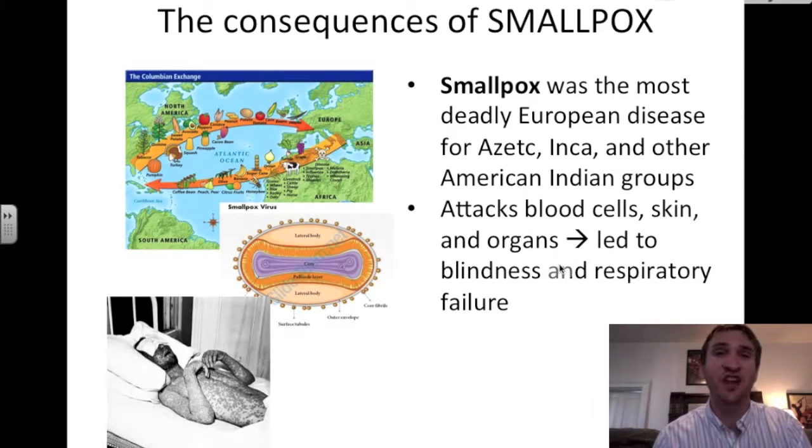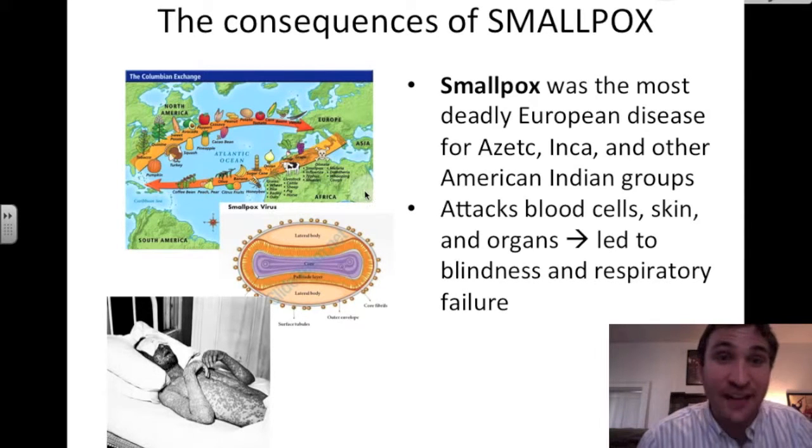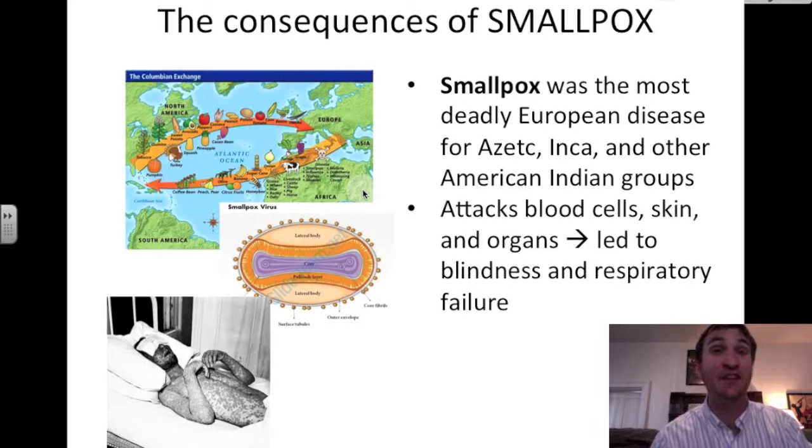Also, the Columbian Exchange involved the transfer of diseases across the Atlantic Ocean. Diseases like smallpox, typhus, the whooping cough, and others. Smallpox was the most deadly of these European diseases. It was deadly for the Aztec, the Inca, and other American Indian groups.